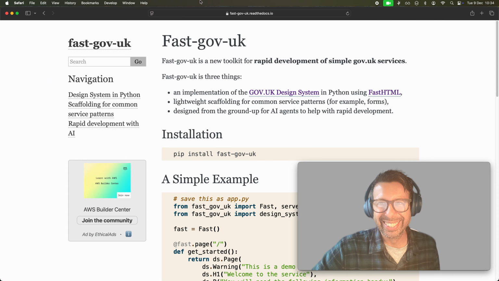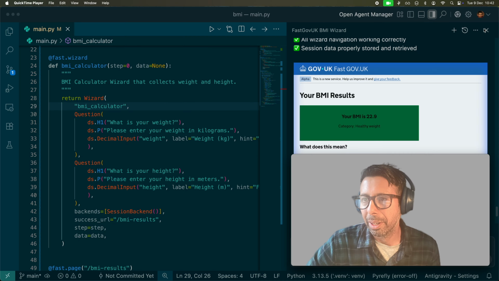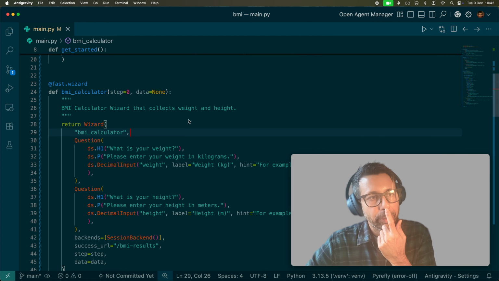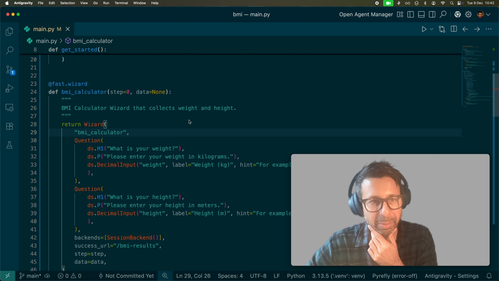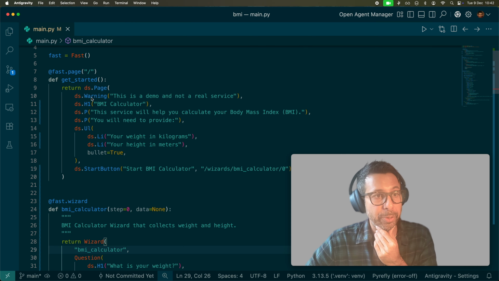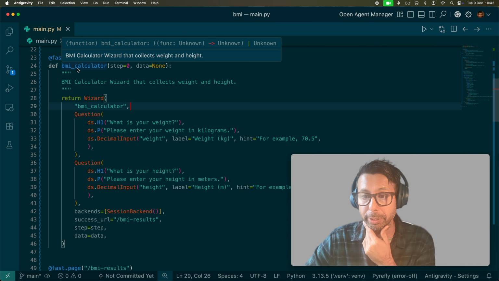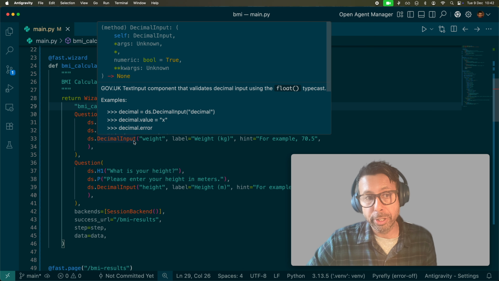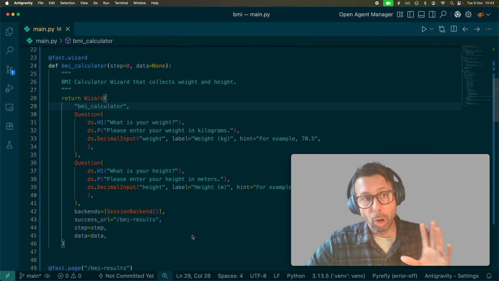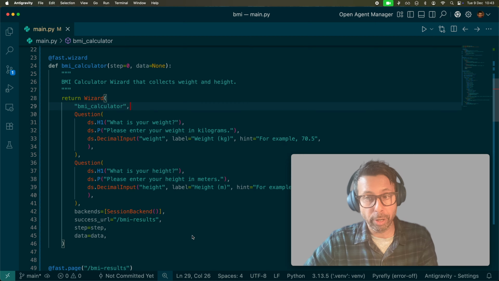Let's look at the code. So let me close this. If you look at the code that is produced, by the way, I'm using Claude for the LLM bits. It has two functions. So off the bat, you could see that there is this BMI calculator function that implements the entirety of the wizard, right? Like the bit where you ask the user for the weight and you ask them for the height, all of that is implemented in this function.